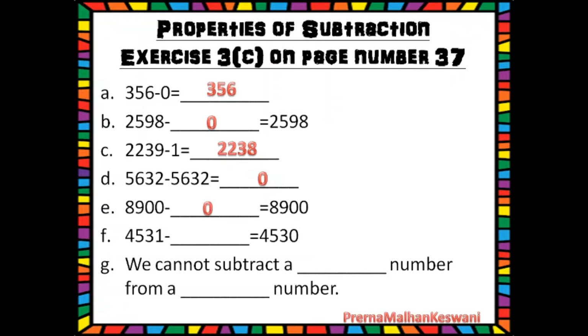Now next is E part. 4900 minus dash will give you the same number. So when you subtract 0 from any number, it will give you the same number as the difference.